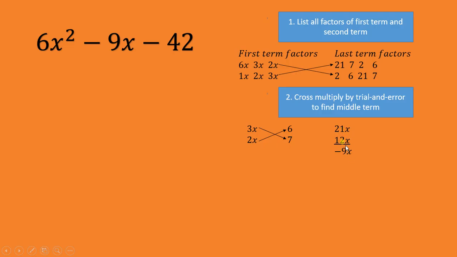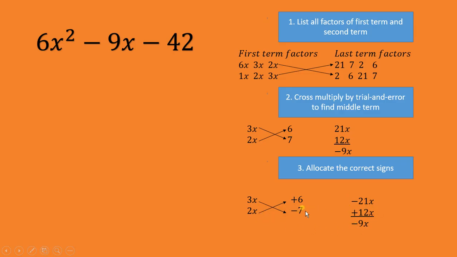With a 21 and a 12, the only way we can allocate signs is if we say 3 times minus 7 will give me a minus 21, and 2 times 6 will give me a plus 12. So we need a minus 21x and a plus 12x to give me a minus 9x, which is the middle term. We've selected the pairs through trial and error, and then allocated their signs by looking at what will give me minus 9.